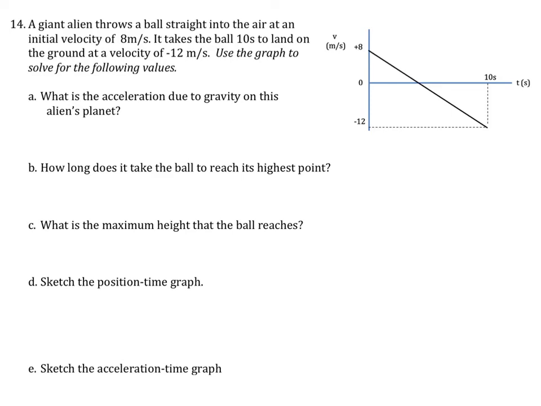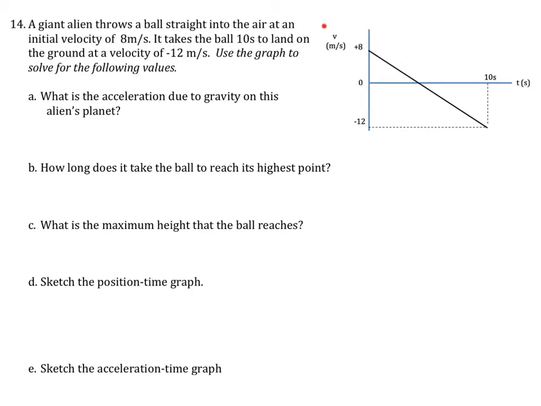Hey, in this video we are going over question 14 from your study guide. In this question we have a giant alien throwing a ball straight into the air, initial velocity of 8 meters per second. It takes the ball 10 seconds to land on the ground at a velocity of negative 12 meters per second, and you're going to use the graph to help you.